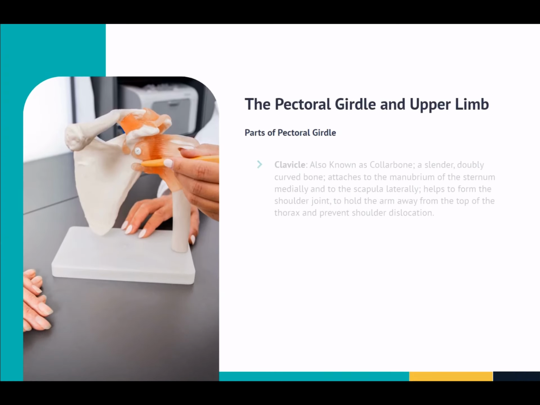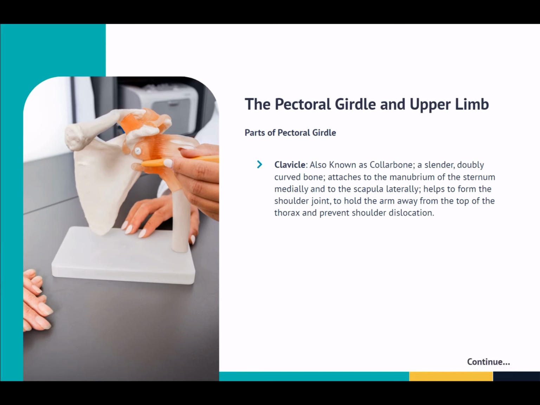Parts of pectoral girdle. Clavicle, also known as collarbone, a slender, doubly curved bone, attaches to the manubrium of the sternum medially and to the scapula laterally, helps to form a shoulder joint, to hold the arm away from the top of the thorax and prevent shoulder dislocation.